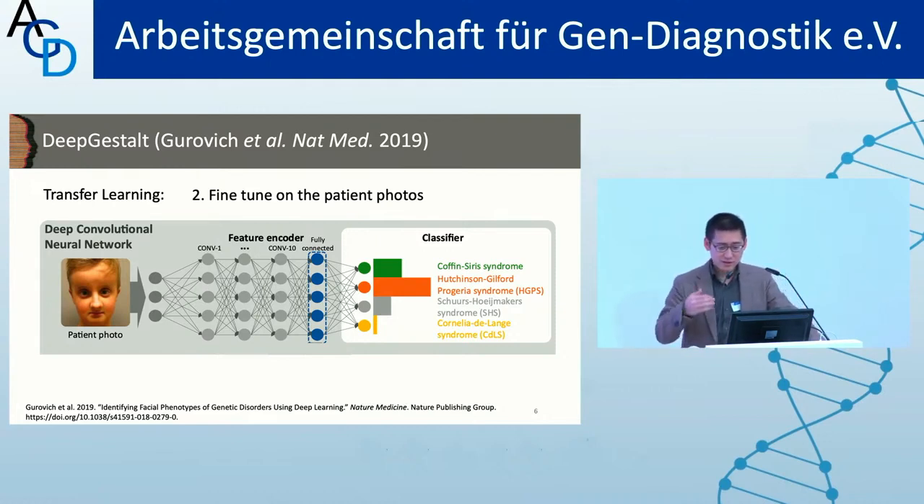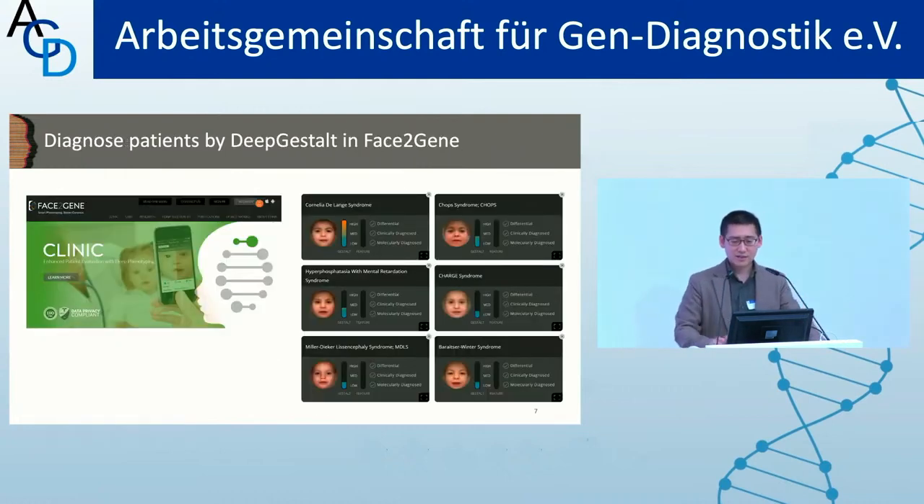So in these ways, we can train our network even though we don't have a very huge data set. And this technology, Deep Gestalt, is already running behind a very well-known face-to-gene platform. It is used by thousands of clinicians in their daily diagnostic workup. However, although it is so powerful, we still have lots of limitations for rare disorders.